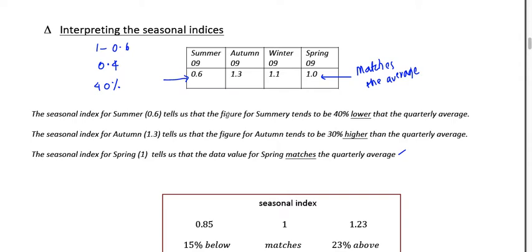The seasonal index for summer says, it says summary, it should be summer, that the figure for summer tends to be 40% lower than the quarterly average. So have a look at how much below 1 it is, and then convert that to a percentage. The autumn and winter ones are above, because they are above 1. How much above? Well, this one here is 0.3 above, and that equates to 30% higher. For winter, this one is 0.1 above the number 1. Therefore, it's 10% above the average.